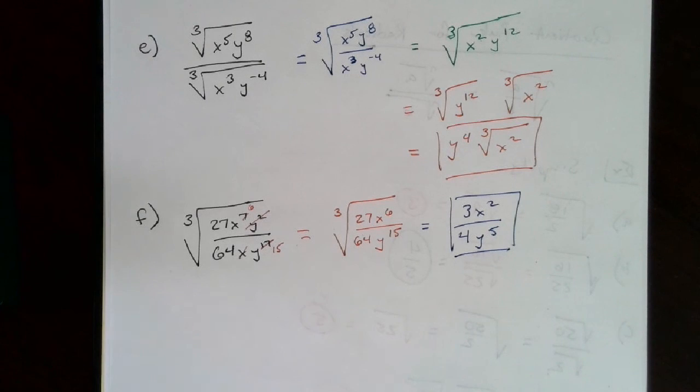So hopefully these examples help show how to simplify when you have division within the same root, or if you have divisions of 2 roots with the same index, and how you can simplify. It carries over from what we did in the previous video on simplifying radicals. It's just giving you one more step.